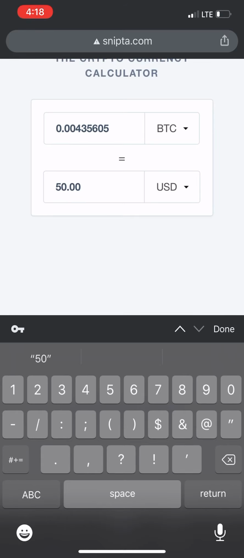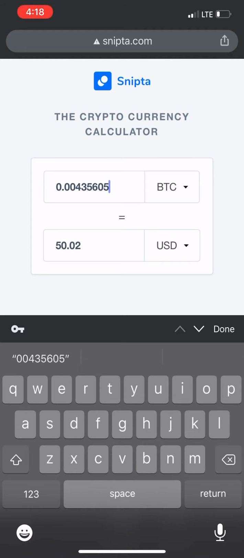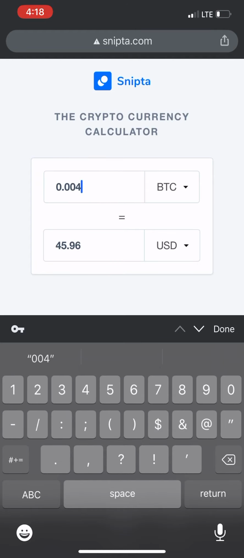So now listen very carefully here. You can see that these things are not stable. They always go up and come down. Now we are going to use approximation here. You don't have to type all the whole numbers whenever you are trying to invest. So now I can say that 0.0044 is $50 worth of bitcoin.